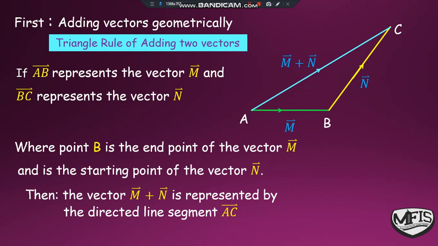We must start from A and end at B, and B is the start point of BC. So I will make the addition between M and N, and I will take the AC directed line segment. So M plus N is represented by the directed line segment AC.